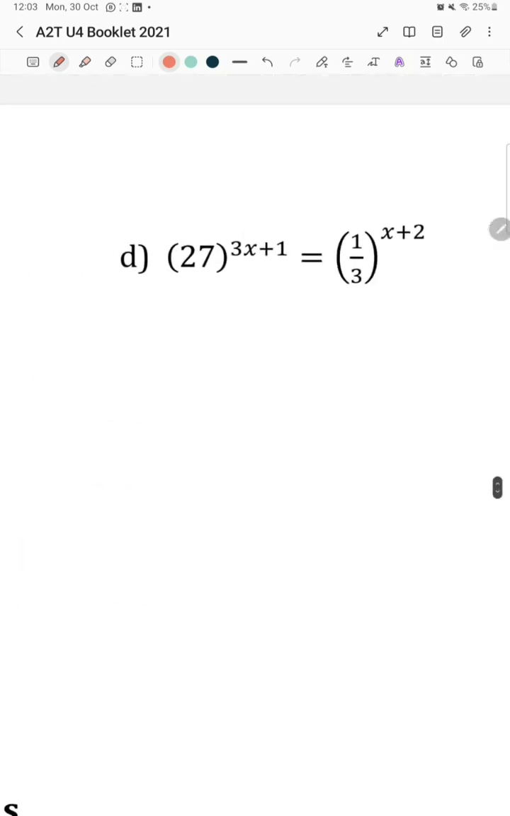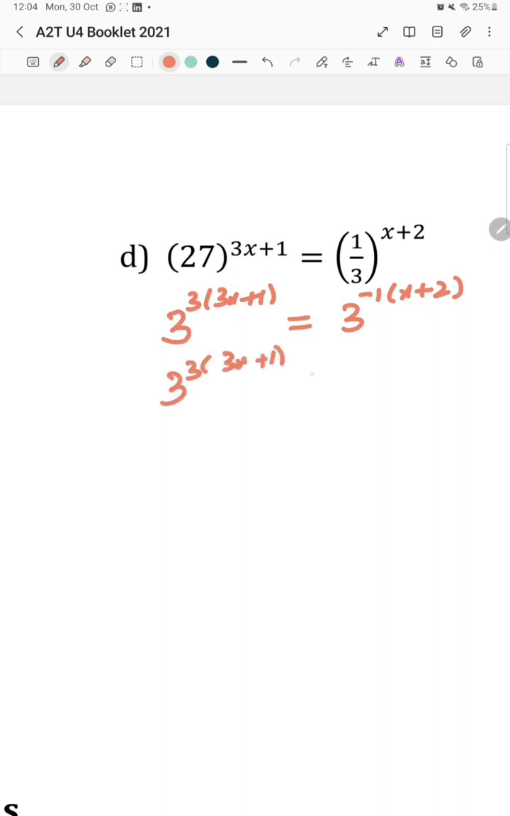Okay. Now here again the bases are not the same. So let's first make the bases the same and then we're going to solve this. 27 can be written as 3 to the power 3, so 3 to the power 3, 3x plus 1. 1 over 3 can be written as 3 to the power of inverse, x plus 2. So we can write it like this: 3 to the power 3, 3x plus 1, which is equal to 3 to the power minus x plus 2. So now the bases are the same.